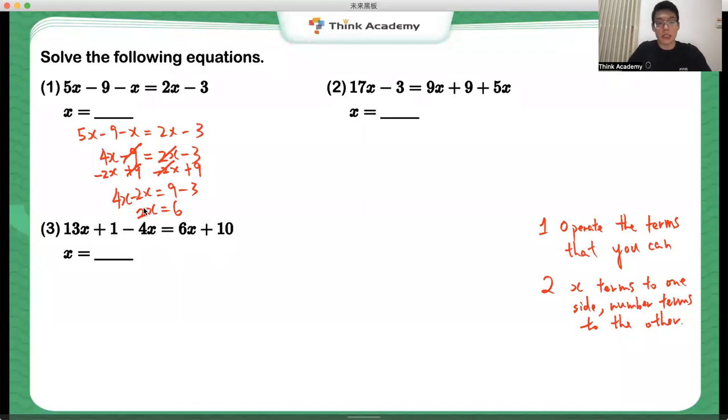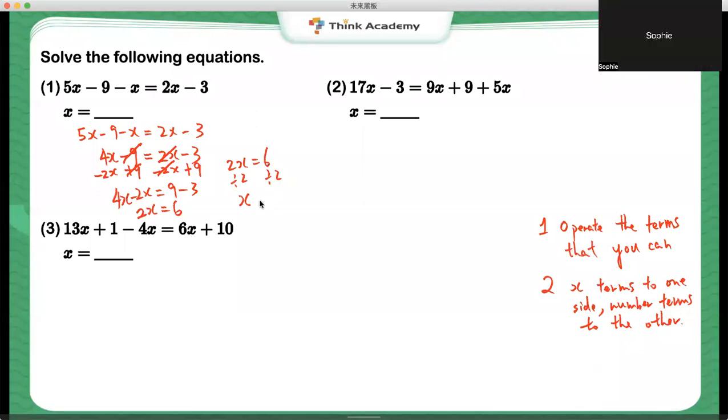That's right, we just need to divide 2 from both sides to get x. So when 2x is 6, if you divide 2 on both sides, 2 divided by 2 is 1. So I have 1x left. 6 divided by 2 is 3. So x is 3. All right, that's how I solve this equation. Good. And then moving on to the second one.